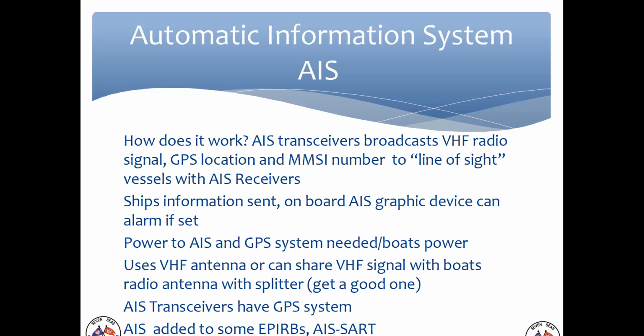It uses a VHF antenna, or it can share a signal with the radio using a splitter, but I'm happier with 2 antennas rather than a splitter. I've had some interference with splitters sometimes. At least get a good one if you're going to use a splitter. AIS transceivers have an internal GPS system, and AIS has been added to EPIRBs and some other devices such as AIS SART.